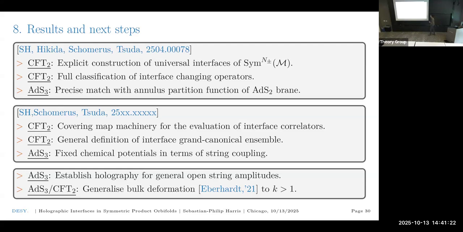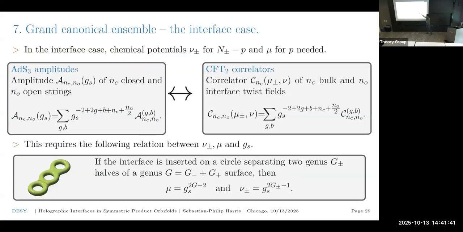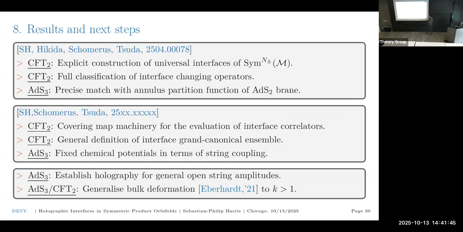And in our paper that we're currently writing up, we developed this whole covering map machinery describing the interfaces in terms of these generalized interface covering maps, which allows you to efficiently evaluate the correlation functions, and which also allows us to derive this structural match and identify what the correct chemical potentials should be to connect to string perturbation theory.